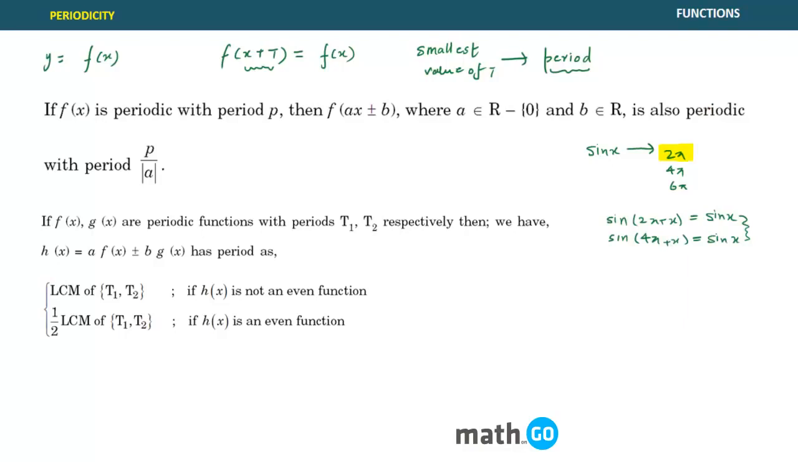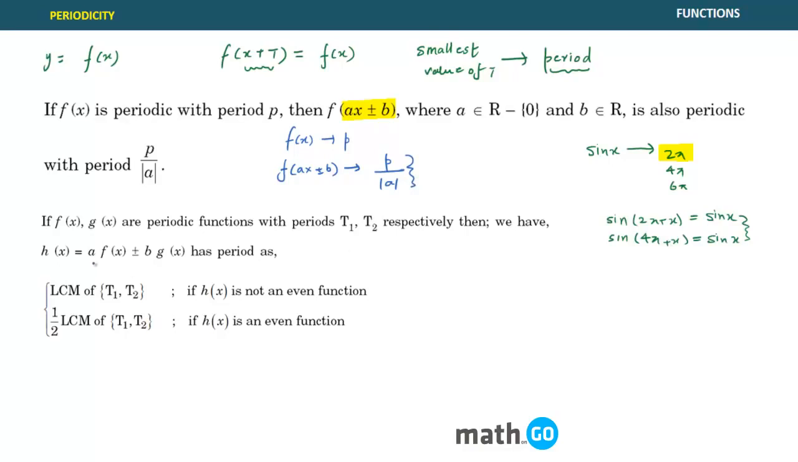Also, there are some formulas which you have to remember. If you know that the period of a function f(x) is P, and you change the input from x to ax ± b, then the answer would become P divided by mod of a. So whatever is the coefficient of x, it will come in the denominator for the period. This is how you calculate. We'll apply this formula in the questions, don't worry.